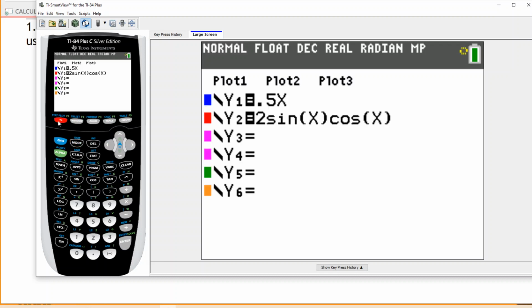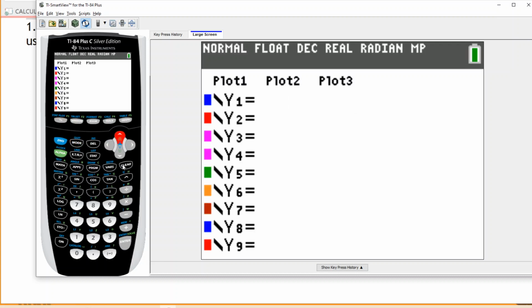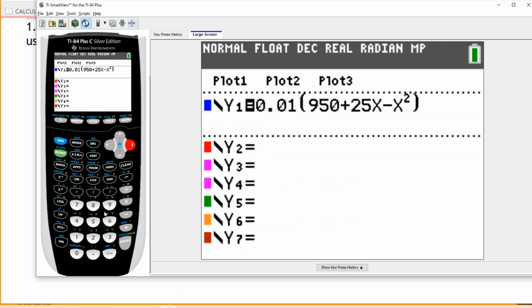We'll go to the y equals menu, clear off our screen, and then drop in our function in y1. We can't use t here, so we have to keep everything in terms of x. I think it's a smart idea to type everything into the y equals menu, rather than trying to do everything in the home screen. I think it's easier to error check from this screen.